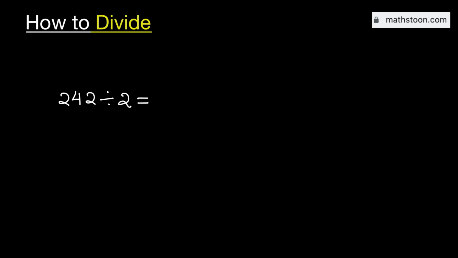In this video, we will learn how to divide the number 242 by 2 using the long division method. Consider the first digit 2. 2 times 1 is 2. Subtracting from 2 we get a 0. Now 0 is less than 2. That is why we will bring down this adjacent 4 here.